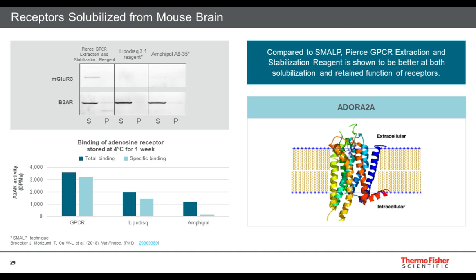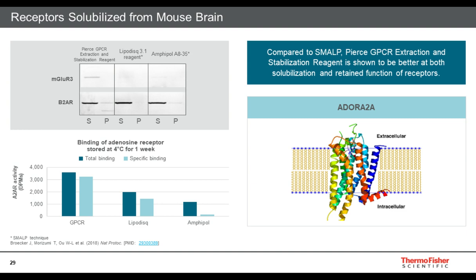But what do the results have to say? So we wanted to compare both the solubilization and the stabilization properties of the SMALP and GPCR reagent approaches. The extraction results for 2 receptors, the glutamate receptor and the beta-2AR receptor, are shown in the Western blots on the top left panel. Extraction efficiency was similar or better with the GPCR reagent compared to either SMALP method.